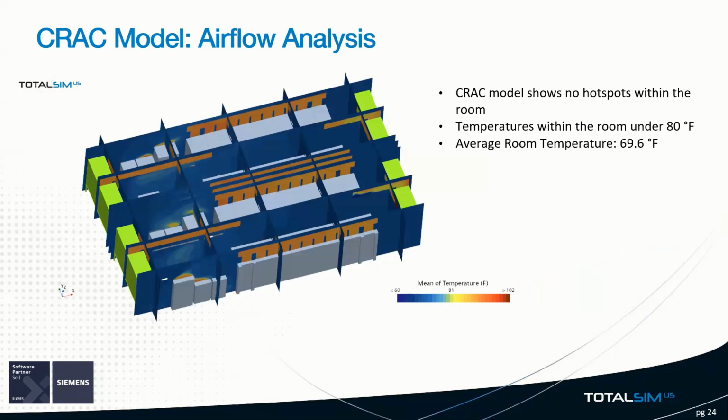Looking at these slices again, we can see no hot spots within the room. All of the warm exhaust flow from the server cabinets is contained in the air duct, and warm exhaust flow from the electrical equipment is cooled by the HVAC units. You can even say the entire room is overcooled.